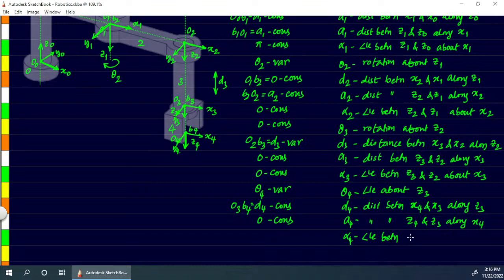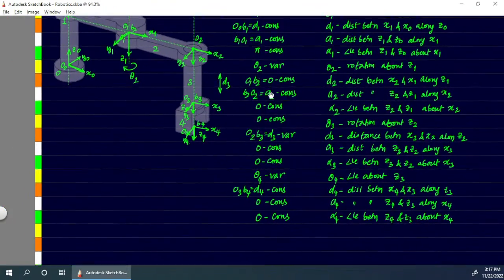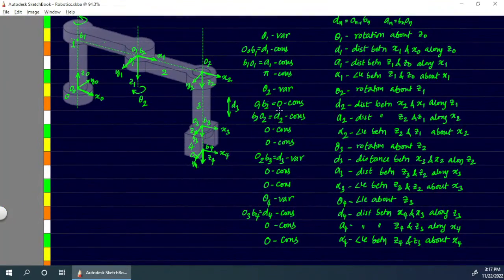So the angle between the current Z axis and the previous Z axis, about the current X axis, that is X4. X4 and X3 are again parallel, so this angle is going to remain 0 and constant. So that's it. These are all the parameters that control our robot.